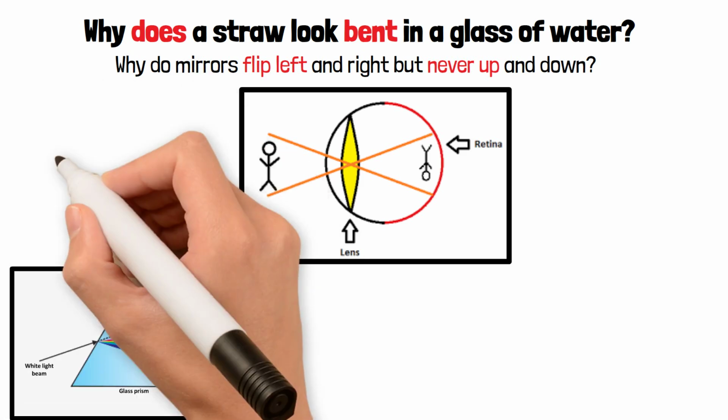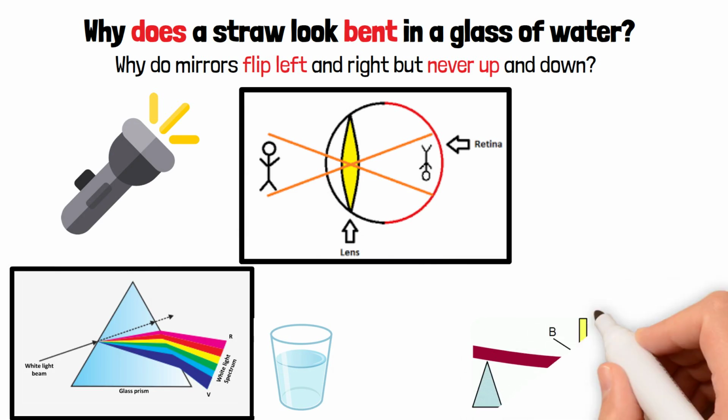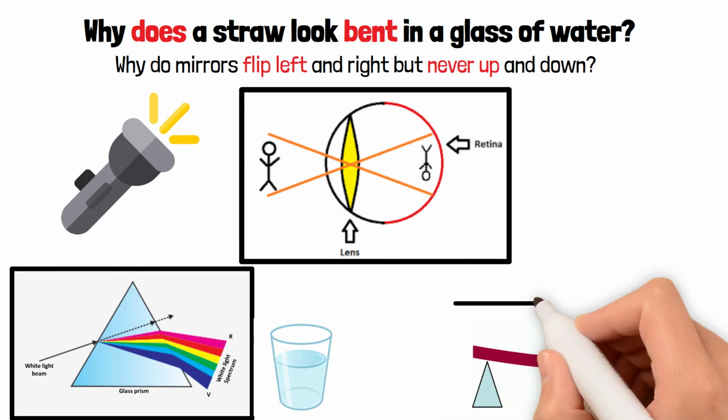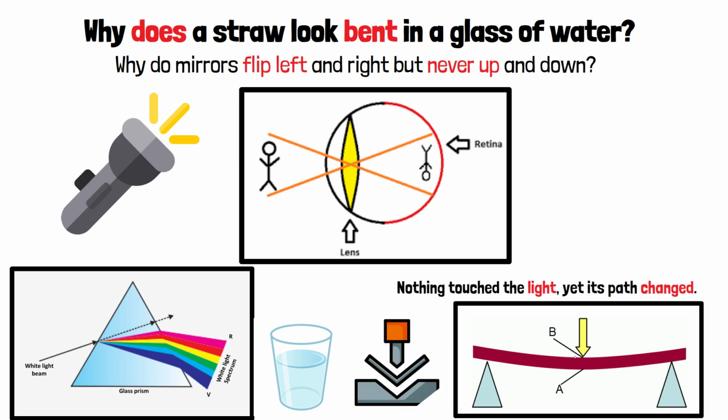Take a flashlight and shine it through a clean glass of water onto the table. You'll see the beam bend slightly as it enters and again as it leaves. Nothing touched the light, yet its path changed. That bending is the entire story of refraction.